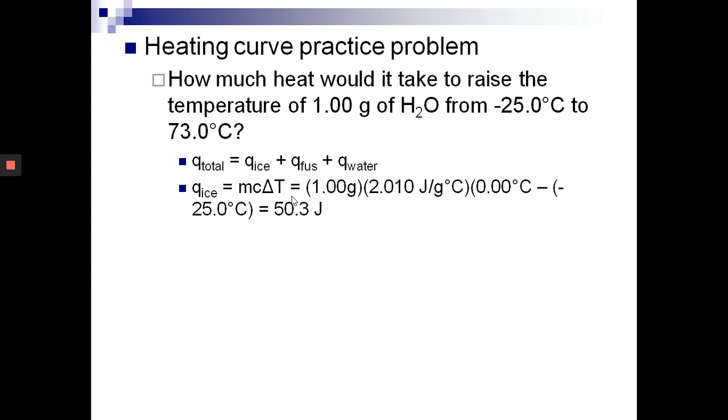And then change of temperature, which is the final temperature minus initial temperature. Okay, initial temperature is negative 25.0. But where does that 0.0 come from? I said the final temperature minus initial. Well, then shouldn't I be putting the 73 here? No, that's because we are dealing with the ice phase only.